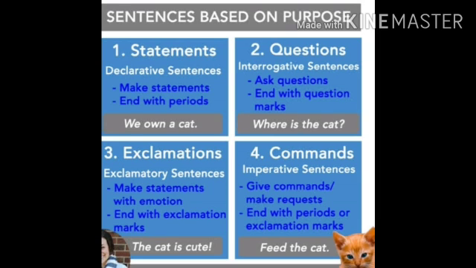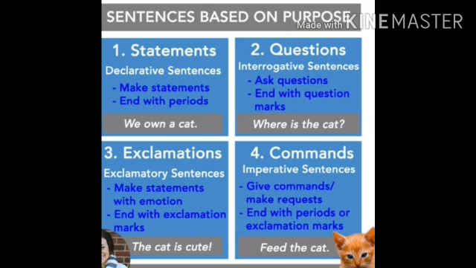Yes, we had learned it in our lower classes, no? Let's recall it. Sentences are mainly divided into four on the basis of purpose. First one is statement. It is known as declarative sentence or assertive sentence. It makes a statement and ends with a period, means it's a full stop. Example, we own a cat, full stop.